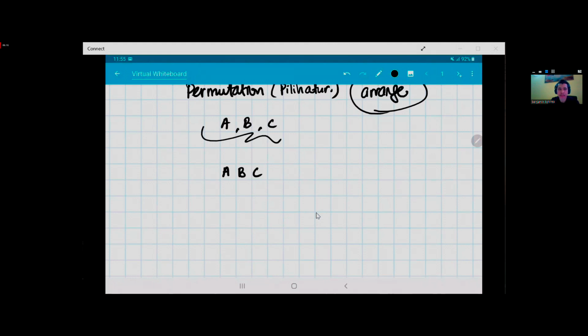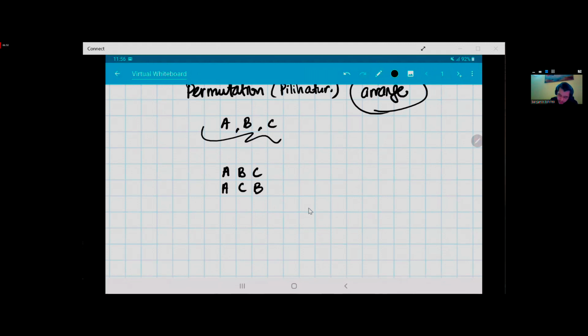Okay, but tiga huruf A, B, C ini juga boleh disusun mengikut aturan yang lain. For example, I can even say, you know what, I want to arrange so that I get A, C, and B. Walaupun tiga huruf, in the two arrangements, dalam dua aturan yang ni, dia punya huruf sama. We still got A, B, and C. But the problem is, the top one is A, B, C, the bottom one is A, C, B. So it's counted as two arrangements, two permutations. Boleh faham? Dua susunan, two permutations.